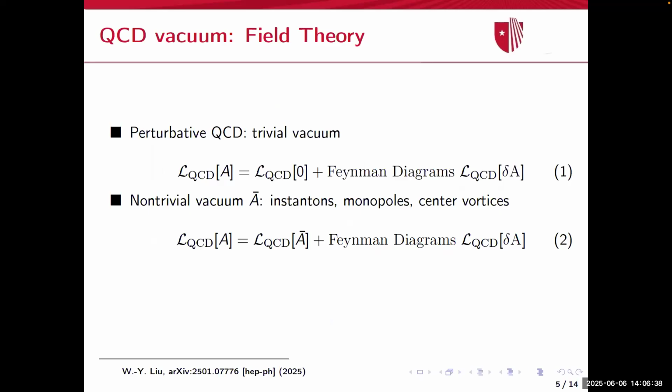Okay, from a field theory point of view, the perturbative QCD vacuum is just trivial. If you want to go to low energy, you integrate over these Feynman diagrams, which are the UV fluctuations, and then you will see it's nothing. But actually, the vacuum is non-trivial. So we need to include those non-trivial background vacua. When you integrate over those UV degrees of freedom, you will see there's a non-trivial effective field theory.